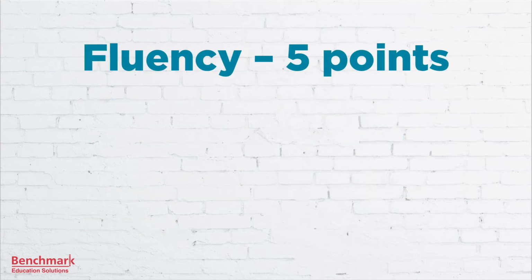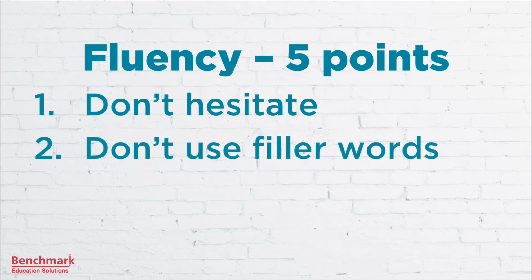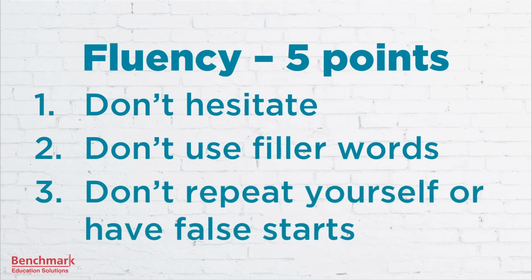Fluency is a test of your ability to find the right word quickly. Don't hesitate when you speak, and don't use filler words such as um or okay. If you make a mistake, just keep going. Don't repeat yourself or have false starts. An example of this could be starting a sentence, stopping and starting again because you want to change the way you said something. This happens all the time in casual conversation, but try not to do it on test day. Good fluency can also earn you up to 5 points per question.